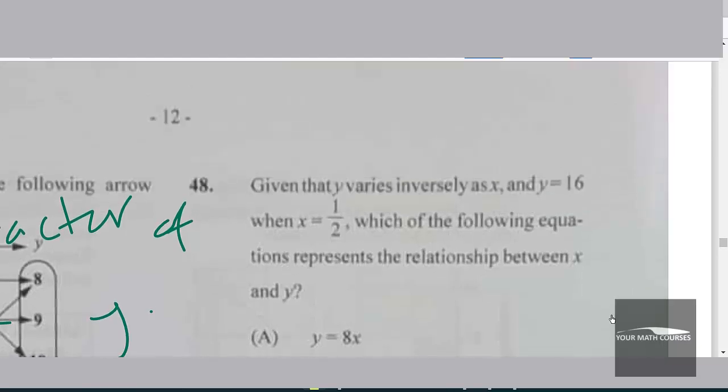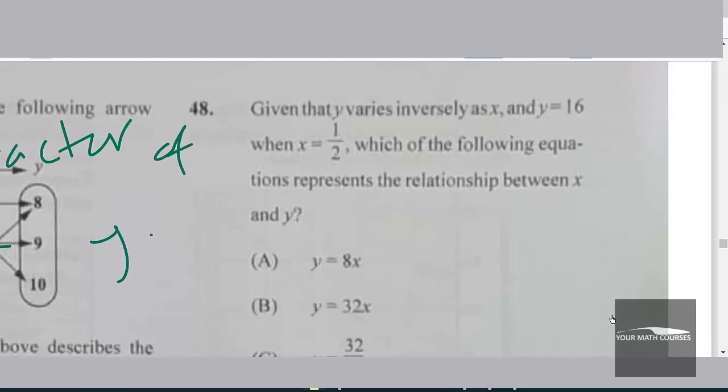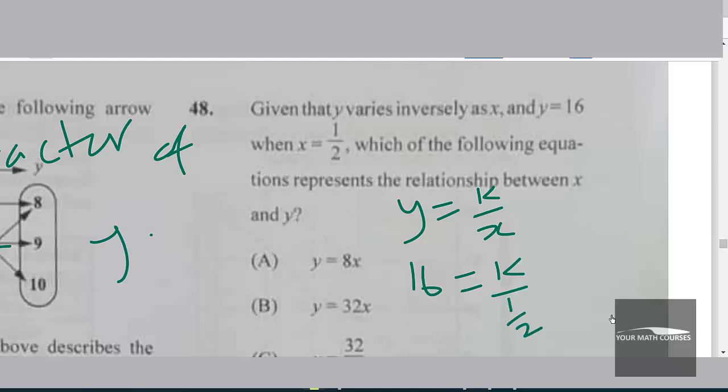Item 48. Given that y varies inversely as x, so y is equal to k over x. We're told that when y is 16, x is half.